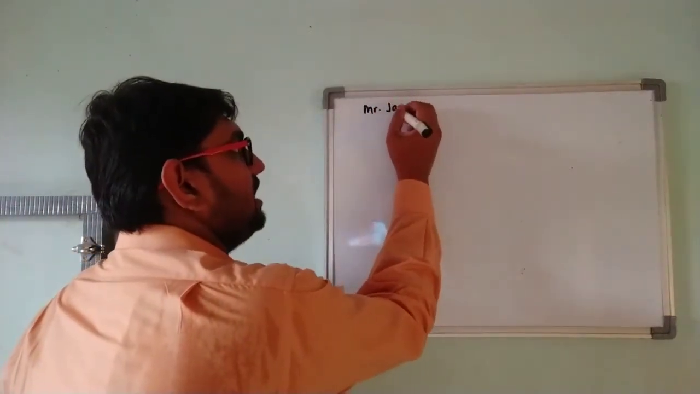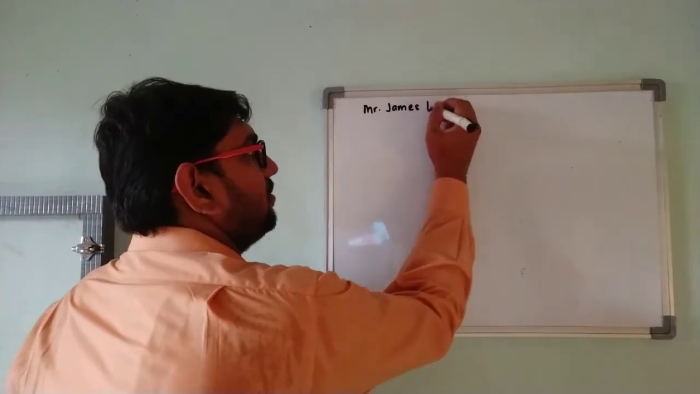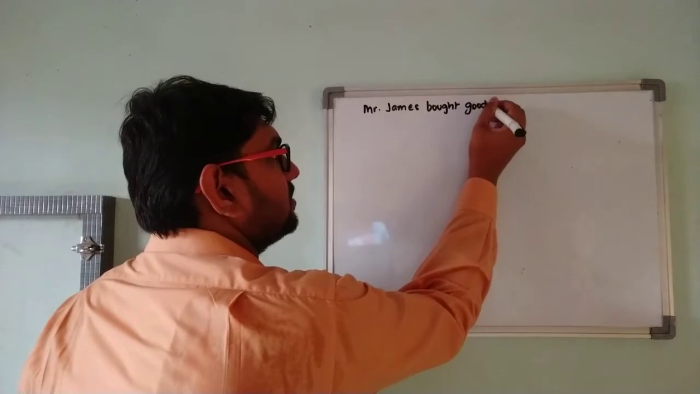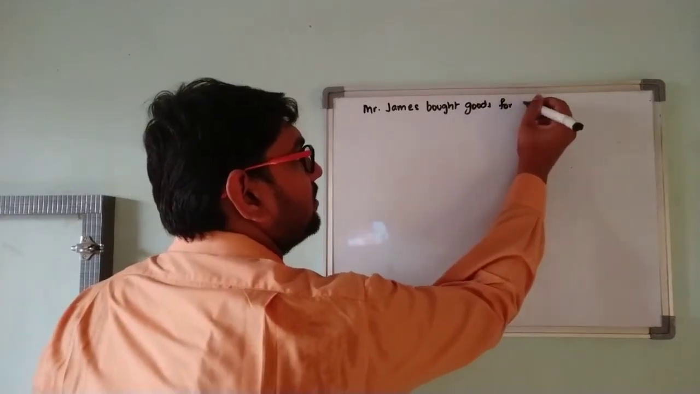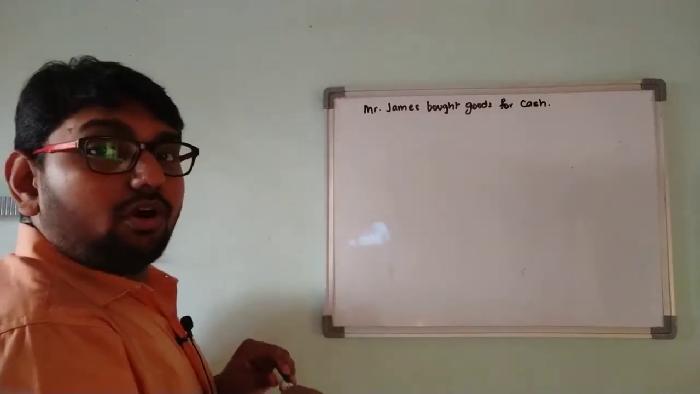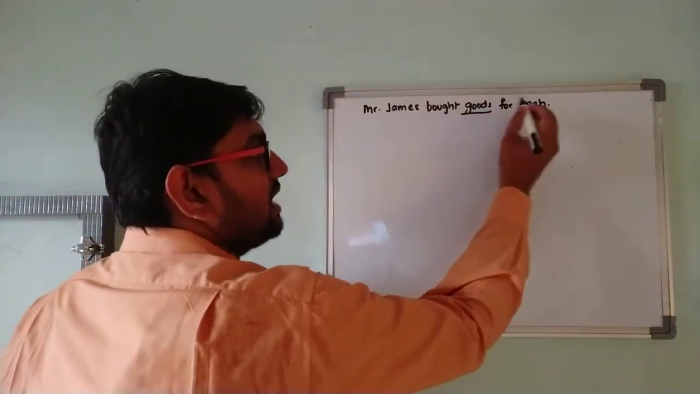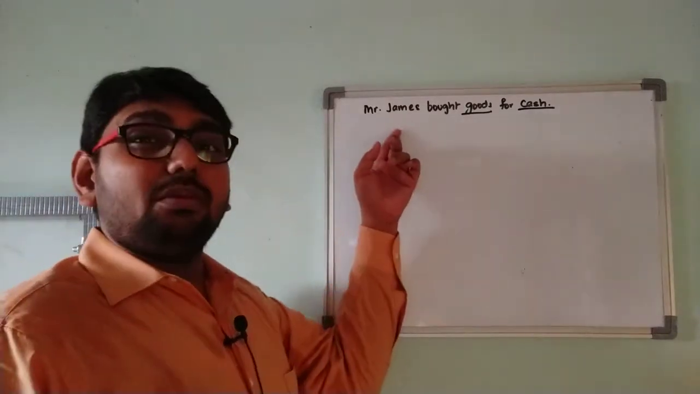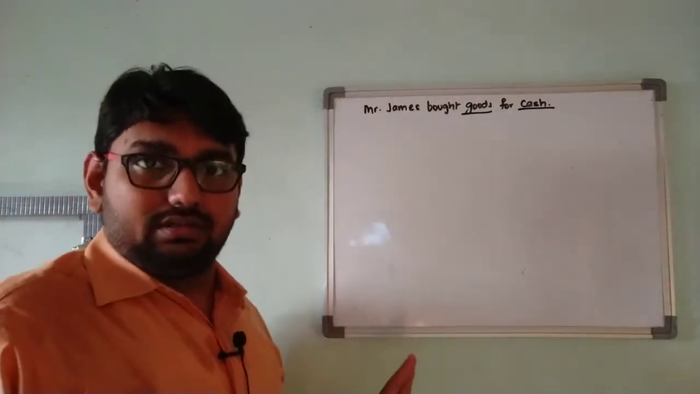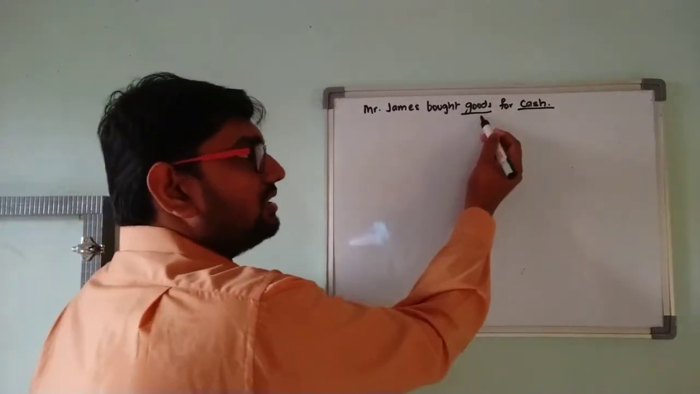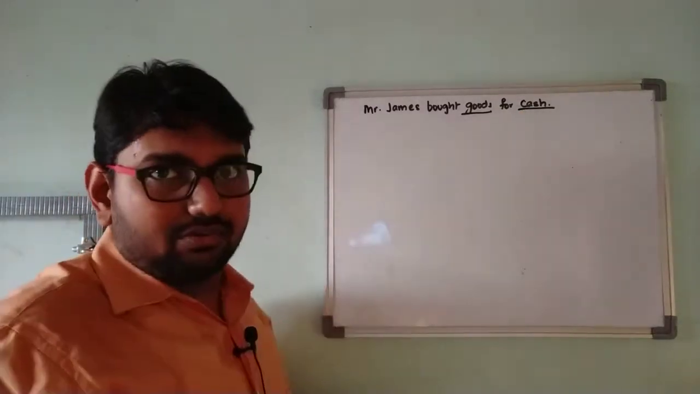So let us see. Mr. James bought goods for cash. Now what are the two important things over here? Goods and cash. Again, in my last video I had told you that the name of the person is not important until unless you have cash. So the goods and cash both are real accounts.